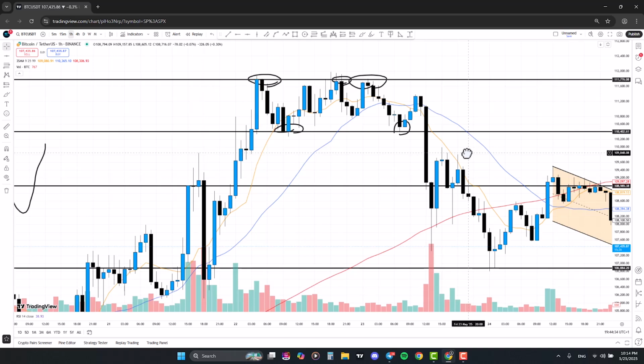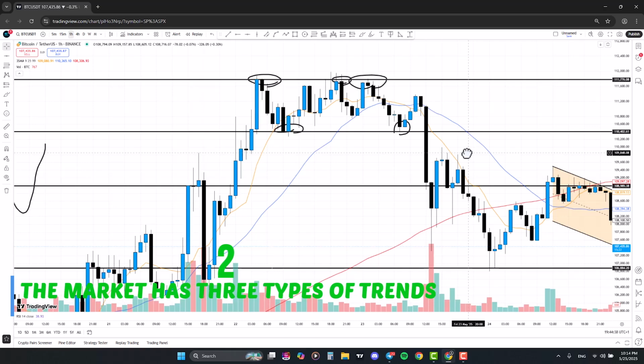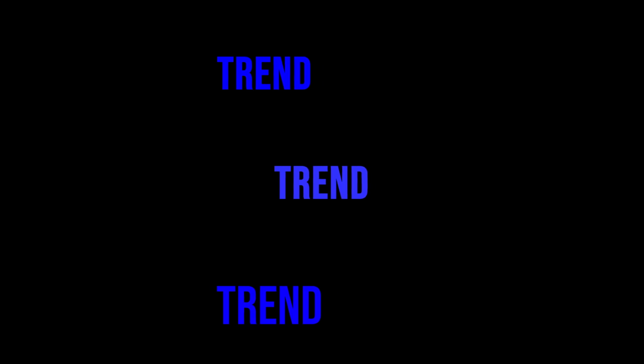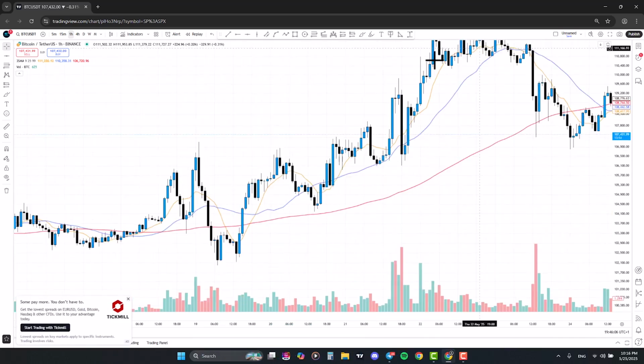The second rule, we will deal with for now. It says the market has 3 types of trends. Primary trend tells us, the primary shows us the main direction of the market.